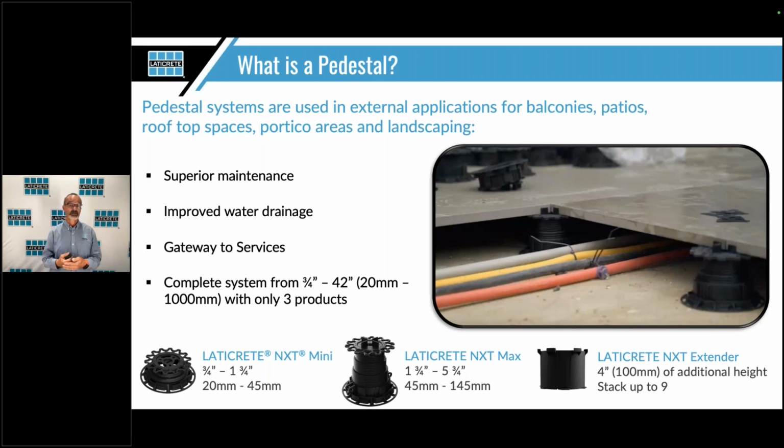Now you'll see that we talk about going from 3/4 of an inch up to 42 inches. Some people go, why would I ever want to go that high? Well, if you're working on a roof system and you've got air duct material already up there, you're going to need to be able to get above that. And so at 42 inches, you're going to be able to do that.